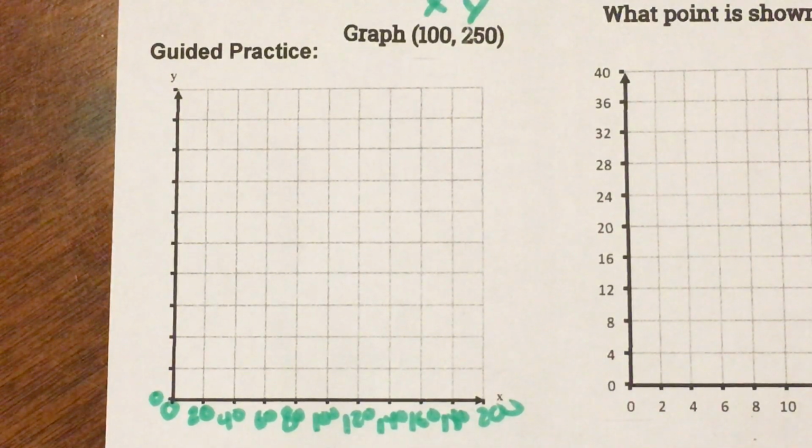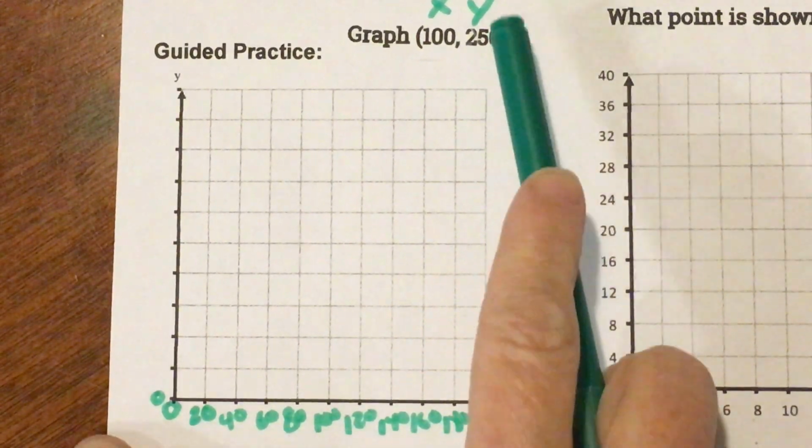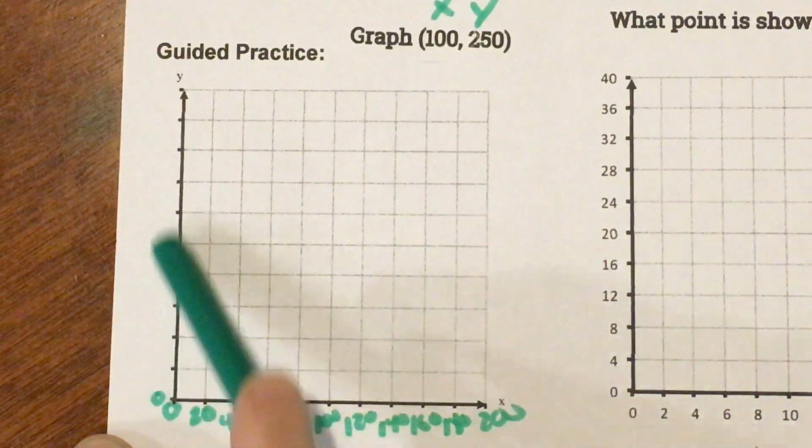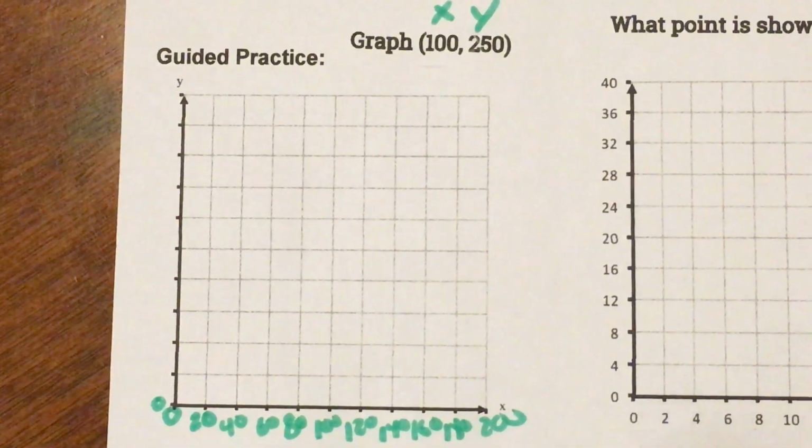Okay, now looking at Y though, Y is not going to work because if I use 20s, first of all, I'll never get to 250 because this isn't a multiple of 20. But I also only will get to 200. So I need to think of another choice.